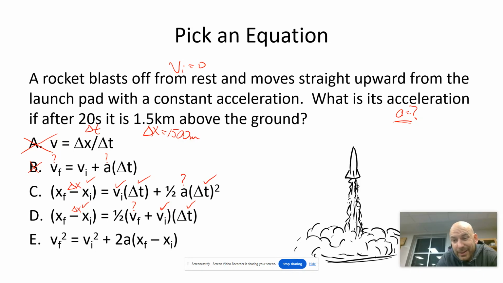Now, here's the thing. You could mathematically solve for this and then use that in another kinematic equation and solve for acceleration and get the right answer. It's just twice as much work. So what I'm going to show you is the more efficient way to do it. So final velocity, we don't know. Initial velocity, acceleration, we don't know. Two unknowns. That's out. So C, I'm going to use that.